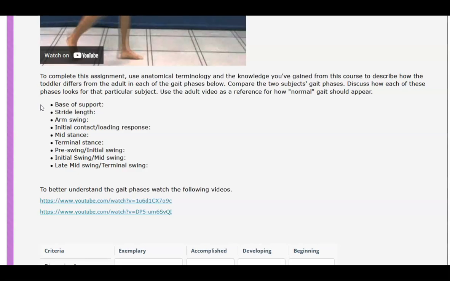You're going to just analyze what's going on. Is their base of support narrow or wide? Is their stride length long or short? Is there an arm swing? Is there not an arm swing? Is it high guard? How is the arm, and so forth? Okay, so you're going to do that. And then when you get to these ones, from initial contact down to the late mid swing or the terminal swing, those are the phases of gait that you need to delve a little more deeply into outside of your textbook. These two videos down here are really good videos to help you understand the phases of gait.